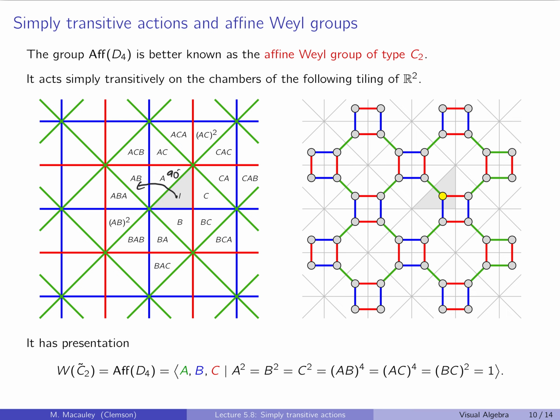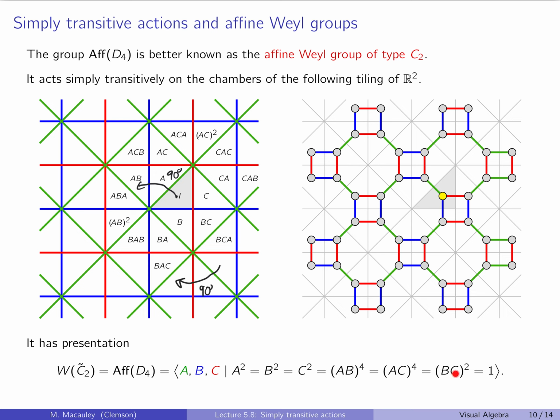So that's going to have order 4. Similarly, if we do A and C, we do green and then red. Let's go down here. So we start somewhere and we do green and red. That's also going to be a 90 degree rotation. So that has order 4.